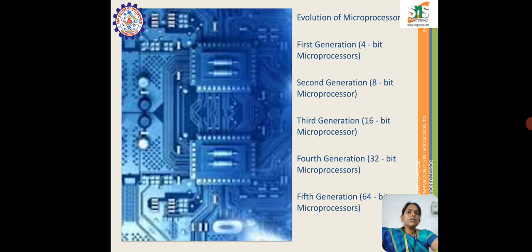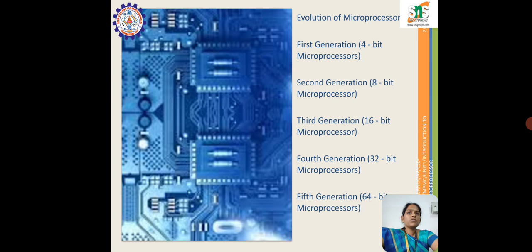Next is the third generation, which arose in the mid to late 1980s. Examples of third generation microprocessors are the Intel 80286, Intel 80386 and Motorola 68020. The third generation microprocessors introduced a 32-bit architecture, virtual memory support and enhanced performance.